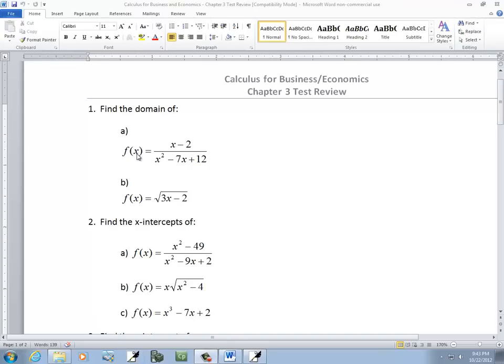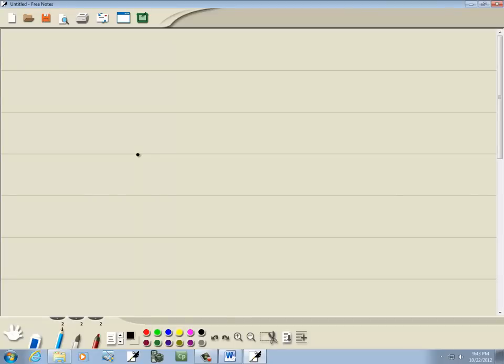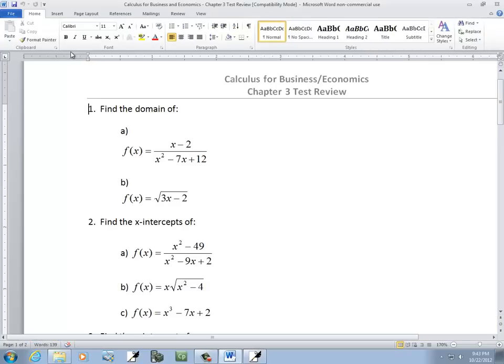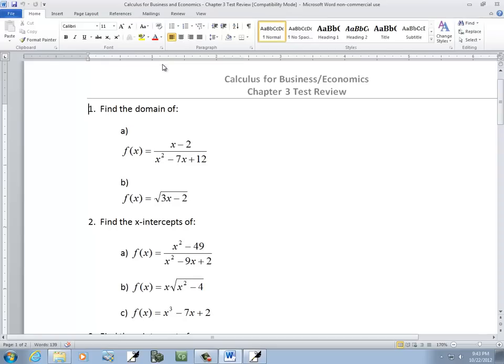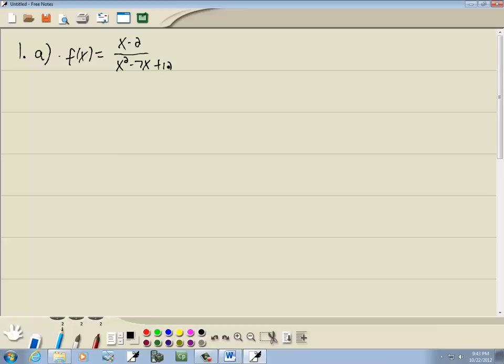Let's take a look at our first problem type, find a domain. In our first example, we've got f of x is equal to x minus 2 over x squared minus 7x plus 12.